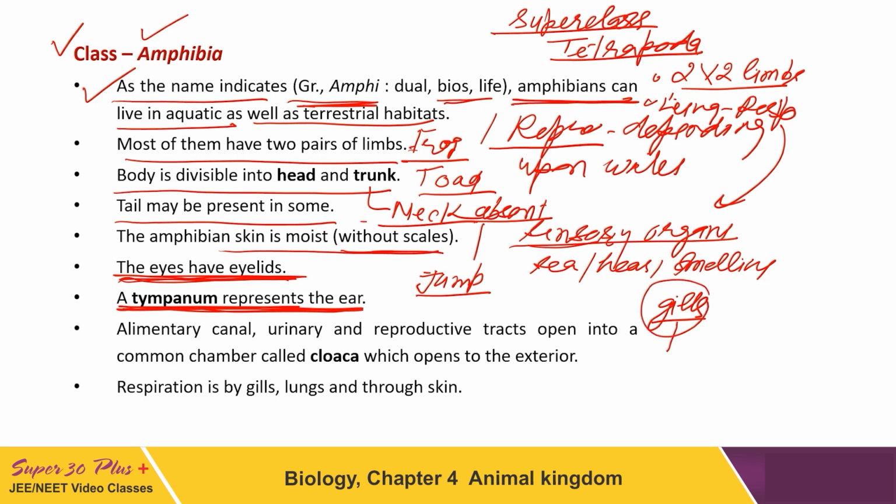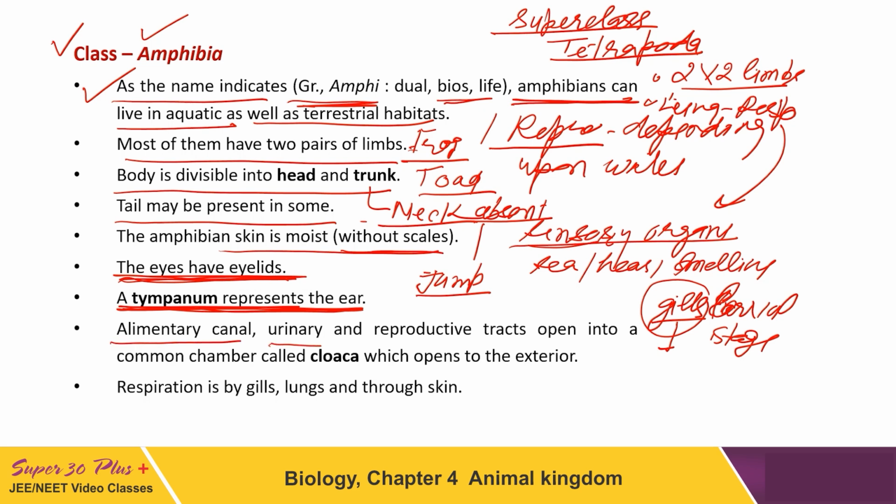And the gills are present, because the presence of gills is an important character of a chordate. This is a chordate. But the gills are present only in the embryonic or larval stage. They are present in the larval stage, but later on the gills will be substituted by lungs. Is it?